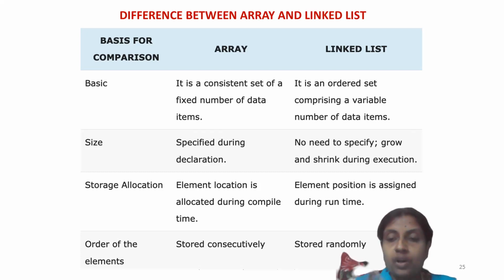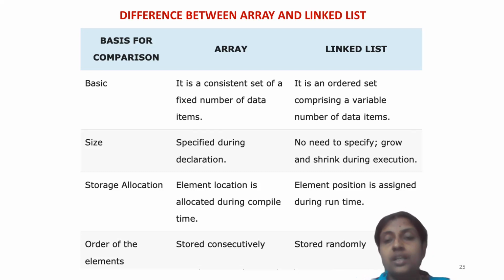Like that, you can keep on expanding the values according to your requirement. Size is the second point. In an array, when we see size, you specify it during declaration. Here, no need to specify. According to your requirement, you can increase or decrease the node size. When it comes to storage allocation, the third point, element location is allocated during compile time. Starting a program, you need to declare the size, storage allocation.